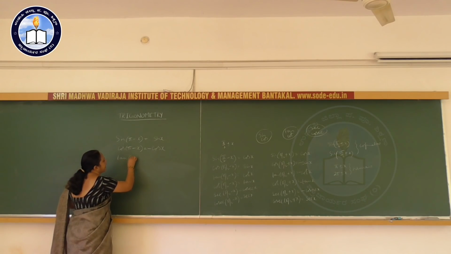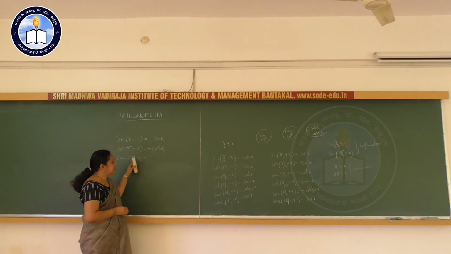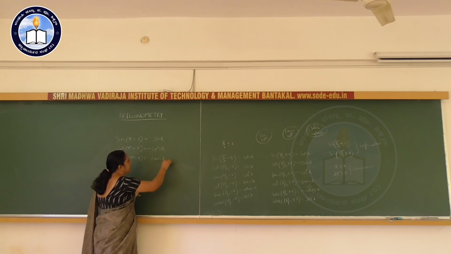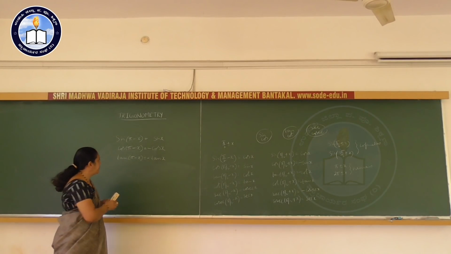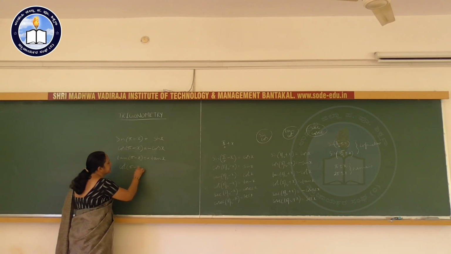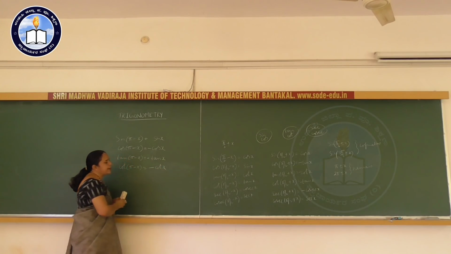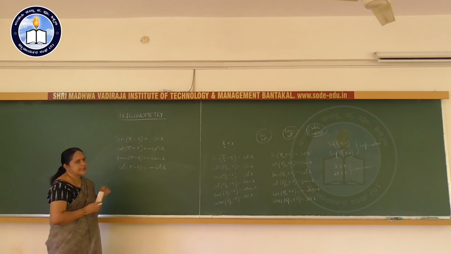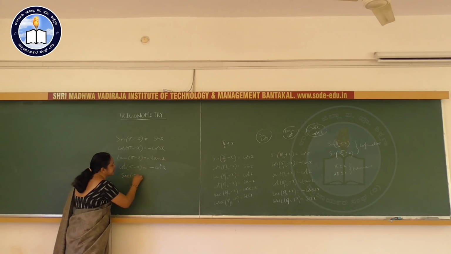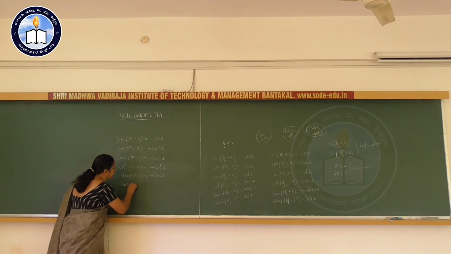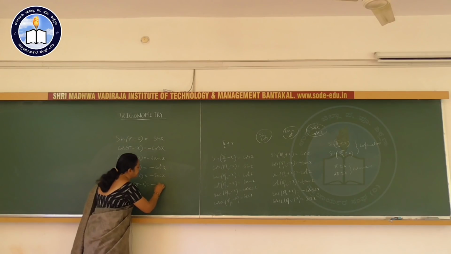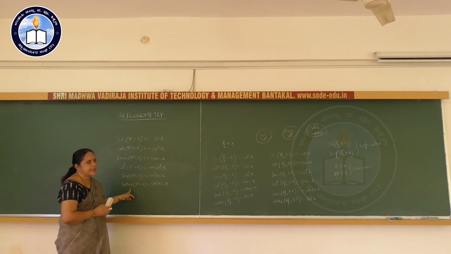What is tan pi minus x? Since it is 180, first write tan, and in the second quadrant, tan is negative, so minus tan x. Cot pi minus x is equal to minus cot x, because in the second quadrant cot is negative. Secant pi minus x is equal to minus secant x, and cosecant pi minus x is equal to plus cosecant x, because in the second quadrant sine and cosecant are positive, the other four trigonometric functions are negative.